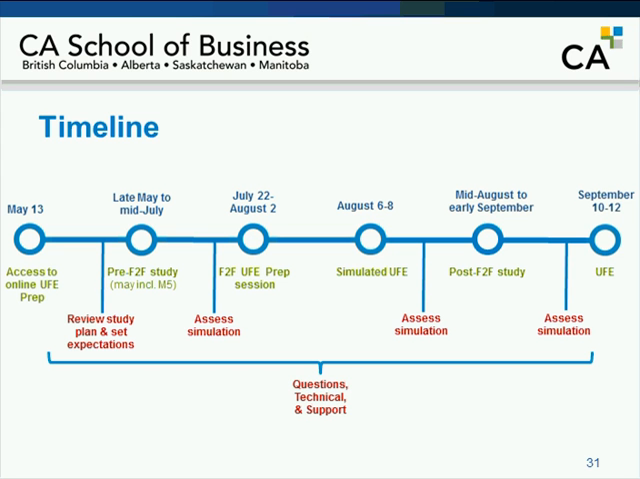Then after the simulated UFE, you'll once again assess and provide feedback on a simulation to gauge your student's progress. And then 7 to 10 days prior to the UFE, you'll assess and provide feedback on a final simulation. And this one will help your student identify any areas that they should be focusing on in the final days of their study. And throughout the summer, you'll also answer any technical and exam-related questions your student might have and offer general support as needed.